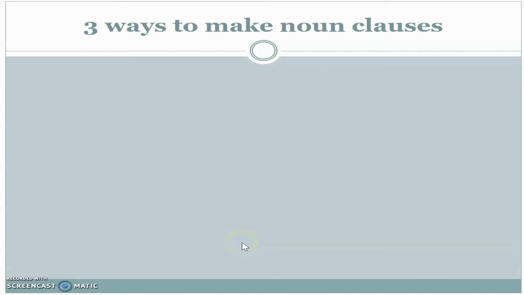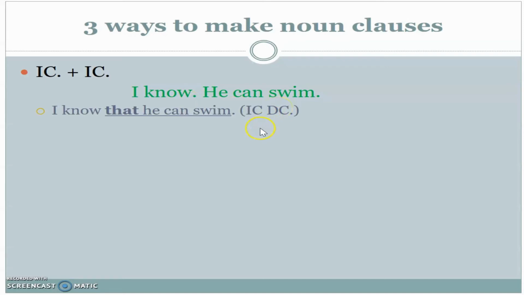How do we make noun clauses? The first way to make a noun clause is combining two independent clauses, two statements. For example, I know, or I know something, or I know it, and he can swim. So you combine two independent clauses in one sentence where one of them becomes a dependent clause because we add a subordinator. I know. What do you know? I know that he can swim.